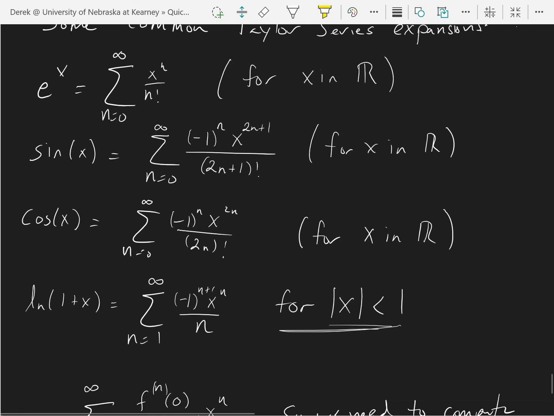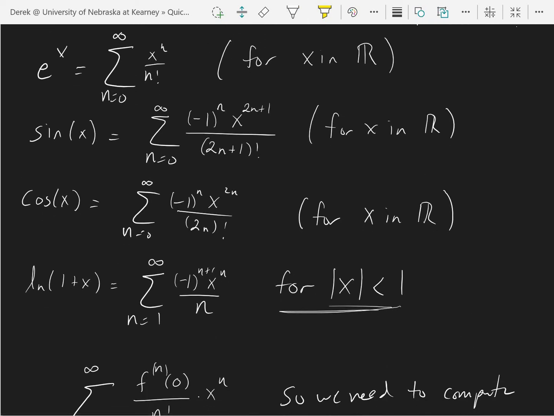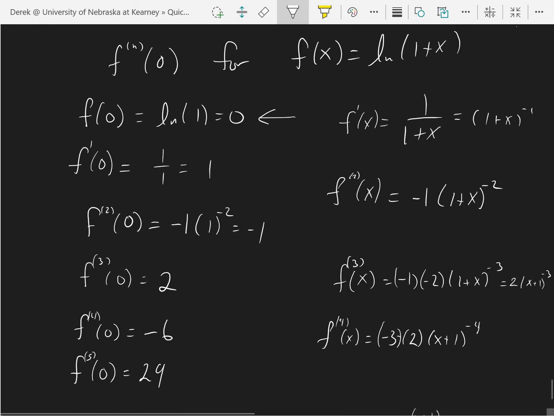That's kind of a good rule of thumb, but you have to worry about asymptotes in the complex plane, not just on the real line. So it's kind of how close you are to the first complex asymptote that is going to be your radius of convergence. Let's do a couple other things with Taylor series now.